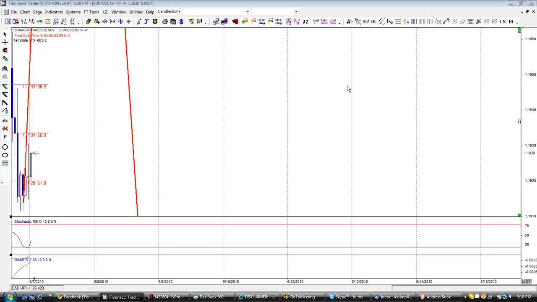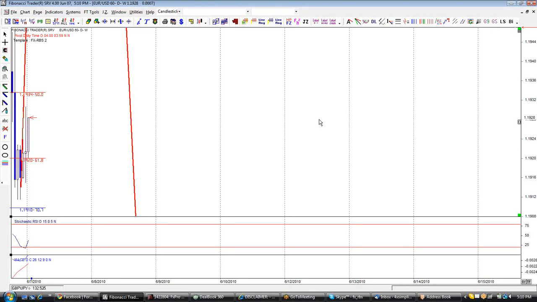Gartleys are continuation patterns. By continuation, I mean that we trade Gartleys with the direction of the trend. So if the market is making higher lows and higher highs, that means that we'll be looking for bullish Gartleys in an uptrend.